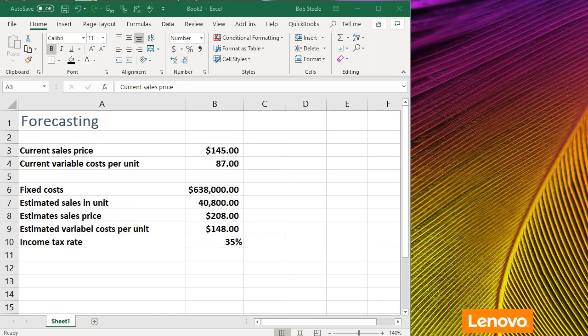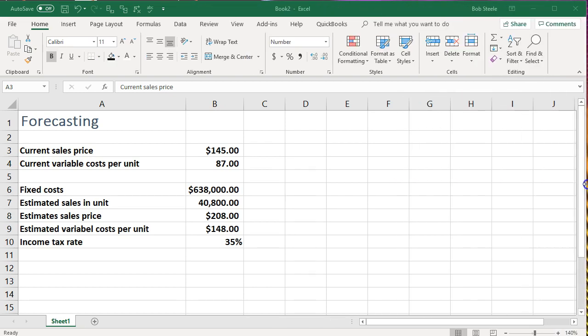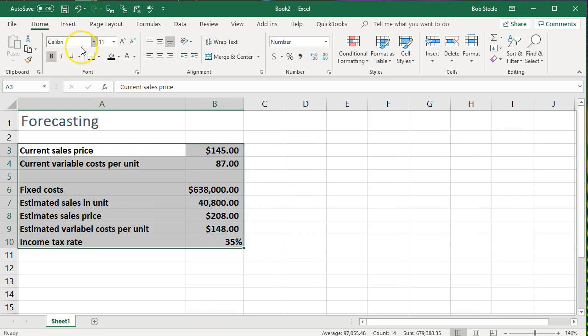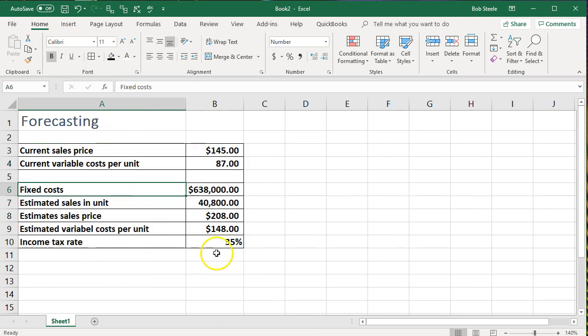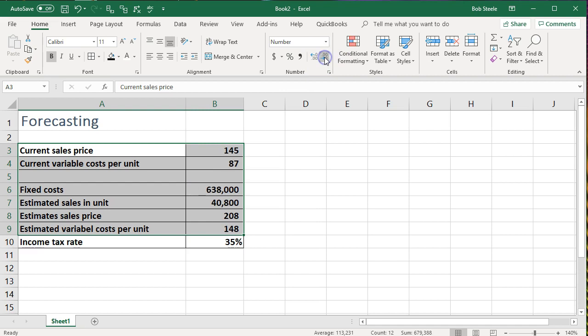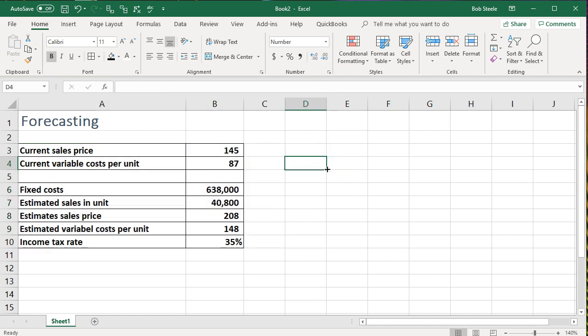I can move this out of the way now. Make this a little bit larger. We'll go to the home tab, we'll go to these items, and we'll set a box around it here. And then again, we could remove the decimals. We don't need decimals possibly. We'll work without them for a while at least. So there we have it.